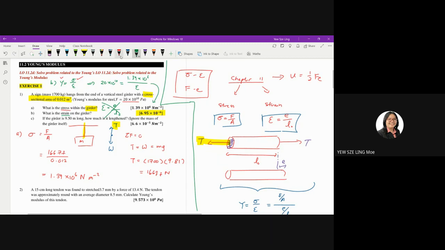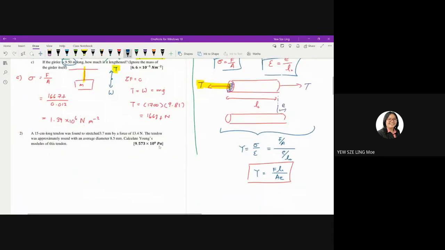So when it comes to question C, how do we solve it? It tells you the original length is 9.5. You are given the original length, you want to calculate elongation, and you have strain from question B. Straight away, you can apply the equation. Let me write it here. So question C, epsilon is equal to elongation over original length.